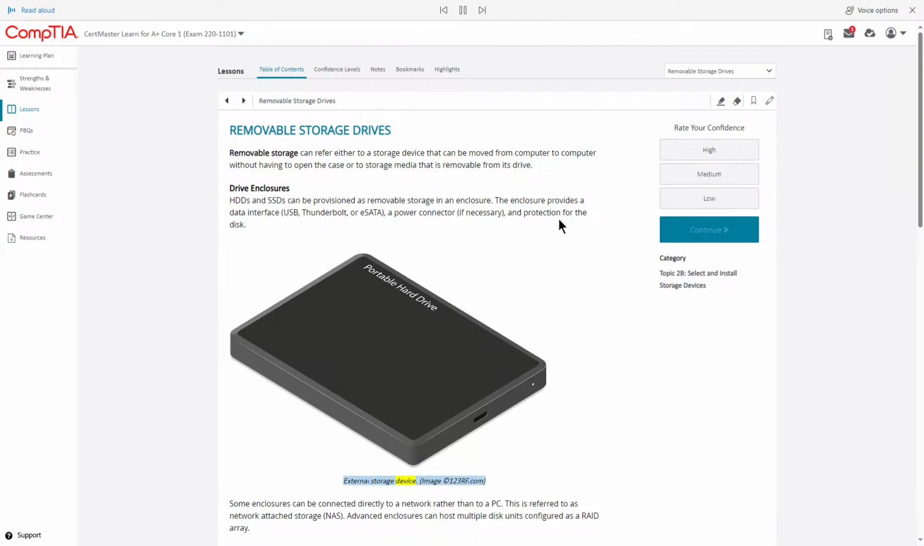External storage device. Image copyright 123rf.com. Some enclosures can be connected directly to a network rather than to a PC. This is referred to as network attached storage (NAS). Advanced enclosures can host multiple disk units configured as a RAID array.